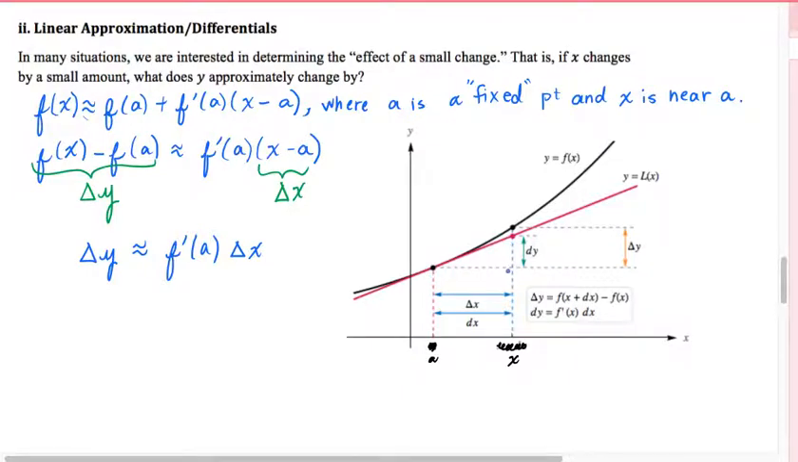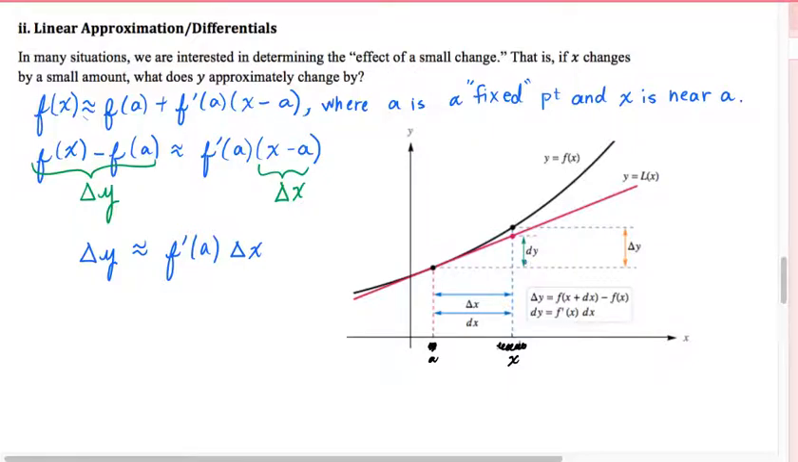What is the approximate change in the y values, instead of what is approximately the y value. Okay, so this is an important equation, but how do we compute that? The idea is we want to approximate. Well, delta y, you can see here in the graph, delta y is roughly equal to dy.